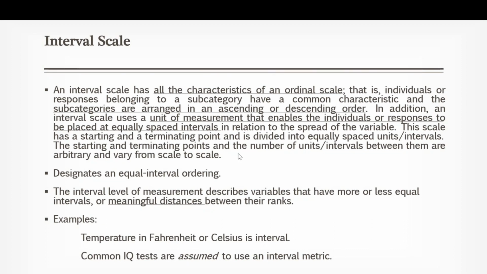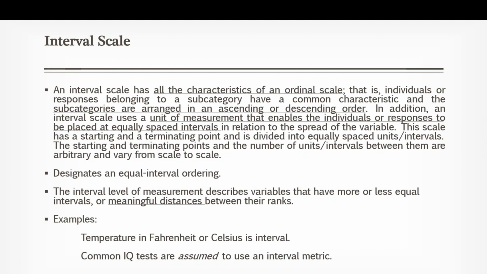The starting and terminating points and the number of units or intervals between them are arbitrary and vary from scale to scale. So I already told you 0 is arbitrary here. When I say I have zero money in my pocket, it means I do not have money in my pocket. I cannot go out and buy something. I cannot buy a bus ticket. I cannot fuel my bike or car. I cannot take tea. Nothing is possible when I have zero money in my pocket.